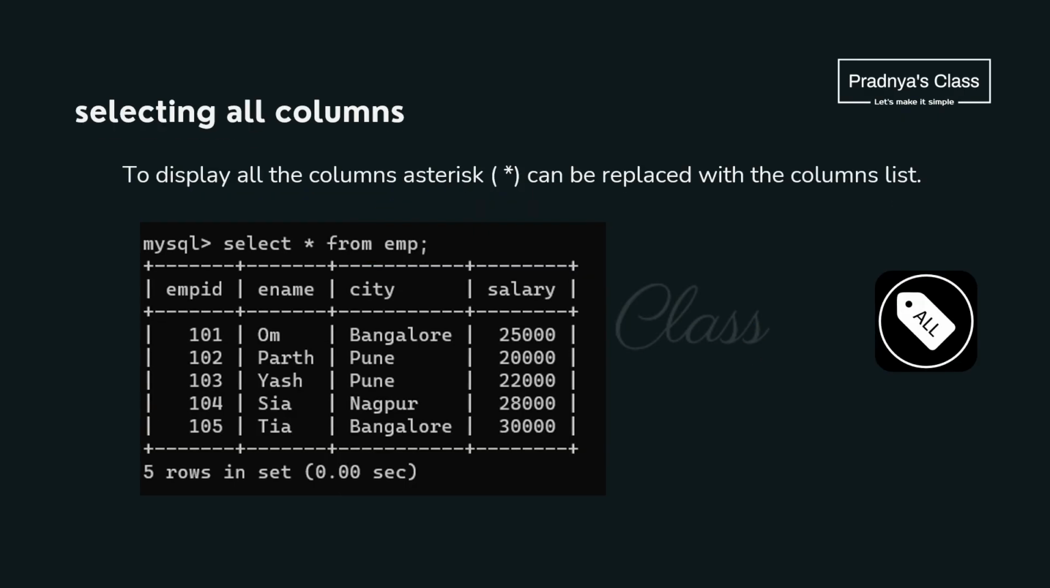We understood how to display one column and more than one column, but if you want to display all the columns, write asterisk. This star means we need all the columns. Look at the table, we got all the columns from the employee table.